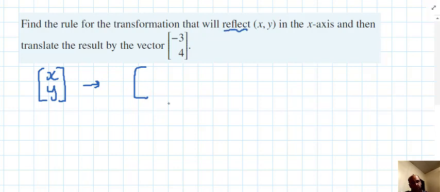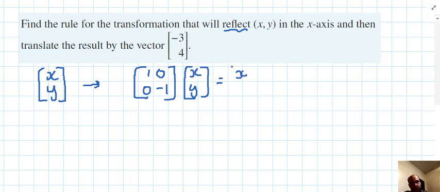So the reflect transform is 1, 0, 0, -1 if it's in the x-axis, because the y values are changed by a factor of -1, and our starting matrix x, y as a column matrix, and that comes out as x plus 0y, which is just x, and then 0x plus -1y, which comes out as just -y. And then we get this result, and then we translate it.